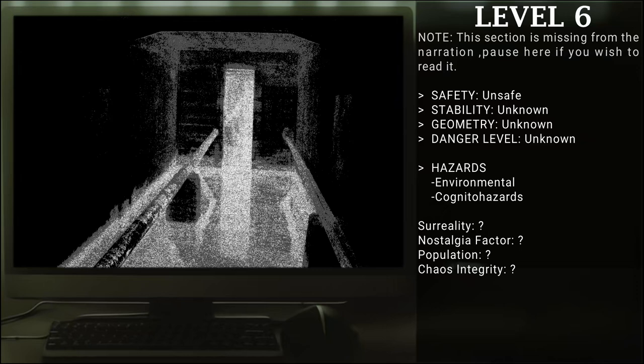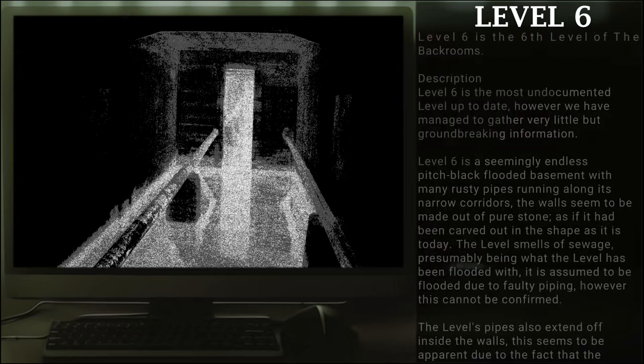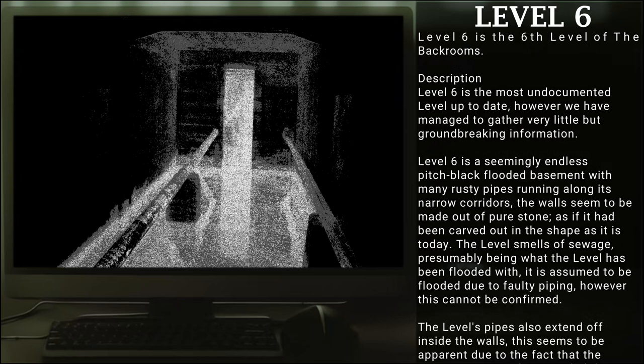I'll be taking a look at level 6 of the Backrooms, also known as Anti-Frequency. Level 6 is the most undocumented level up to date. However, we have managed to gather very little but groundbreaking information.